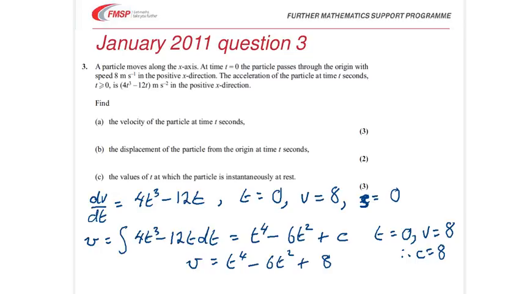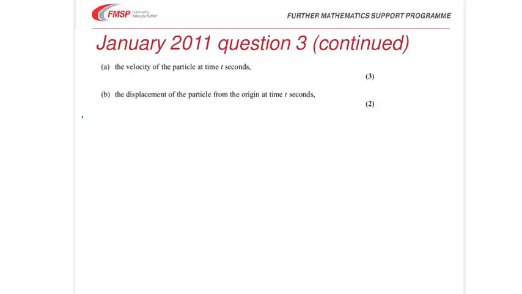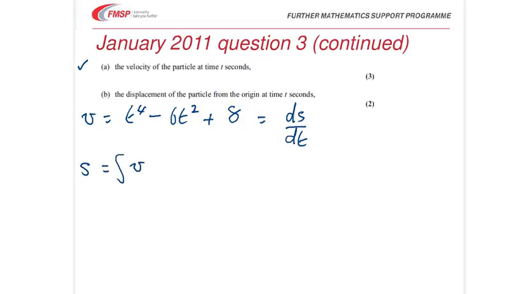Let's go to the next page and copy that down. v equals t to the fourth minus 6t squared plus 8 we had. That was part A, that's done. Part B, the displacement of the particle, so I'm calling that s. Now v is ds by dt, the rate of change of displacement. So just like in the first part, we can now integrate. s is the integral of v dt. So let's integrate that expression.